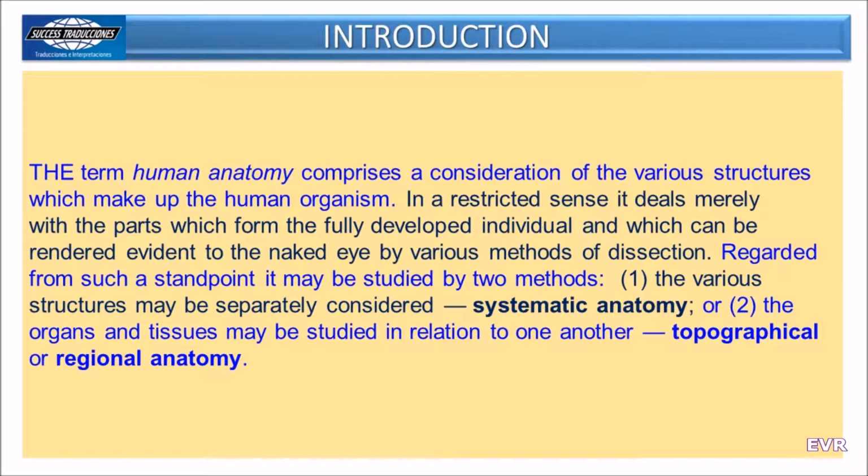Introduction. The term human anatomy comprises a consideration of the various structures which make up the human organism. In a restricted sense, it deals merely with the parts which form the fully developed individual and which can be rendered evident to the naked eye by various methods of dissection. Regarded from such a standpoint, it may be studied by two methods.